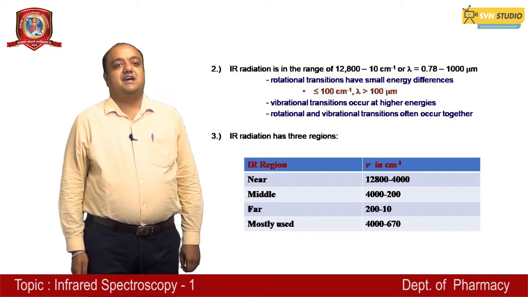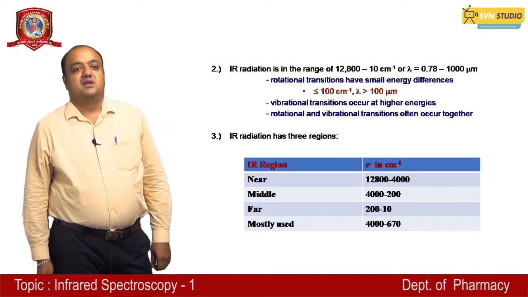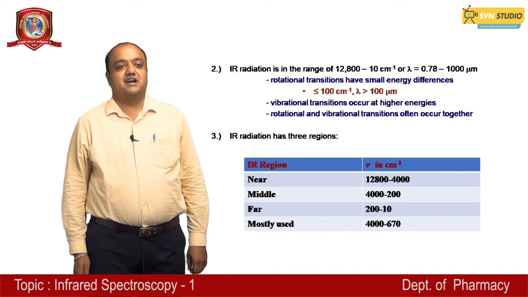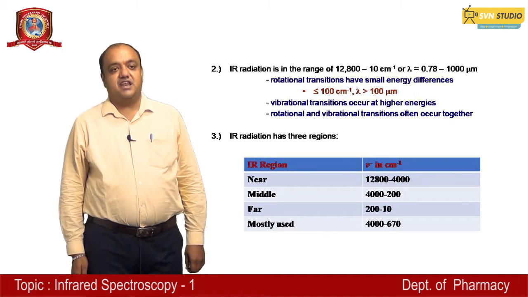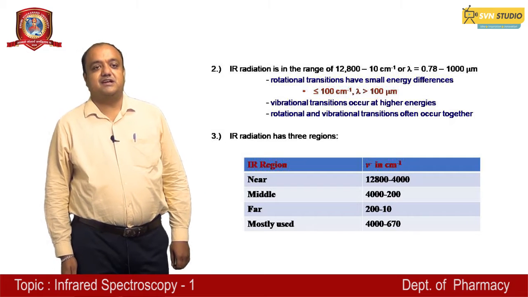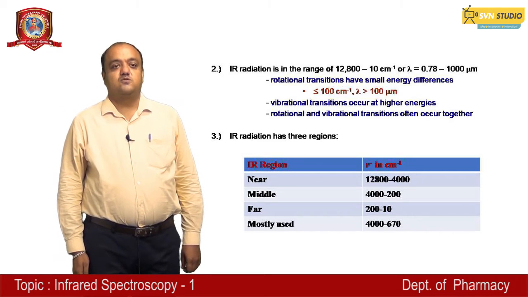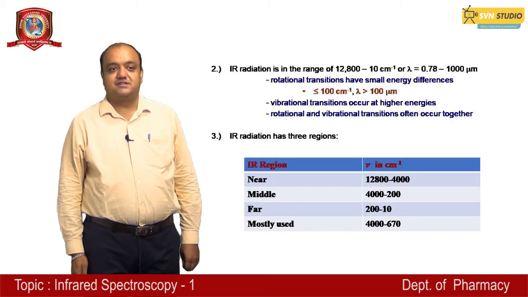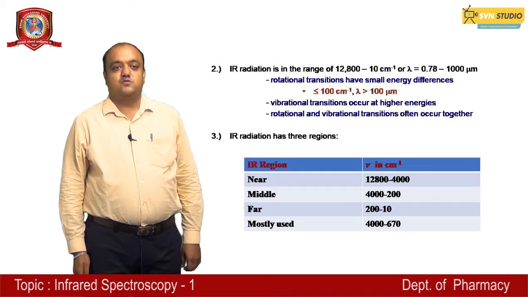IR radiation has three regions: near IR, middle IR and far IR. Near IR is 12,800 cm inverse to 4,000 cm inverse, middle IR is 4,000 cm inverse to 200 cm inverse, and far IR is 200 to 10 cm inverse. The mostly used IR region is 4,000 to 670 cm inverse.